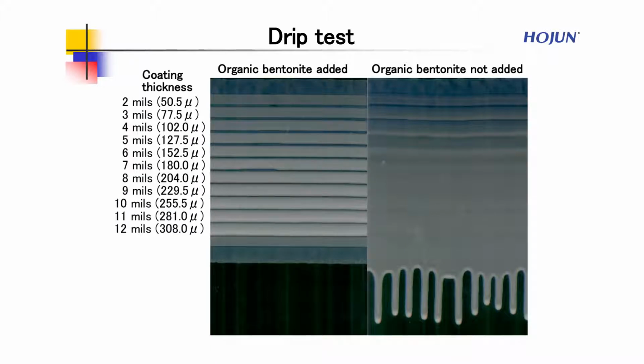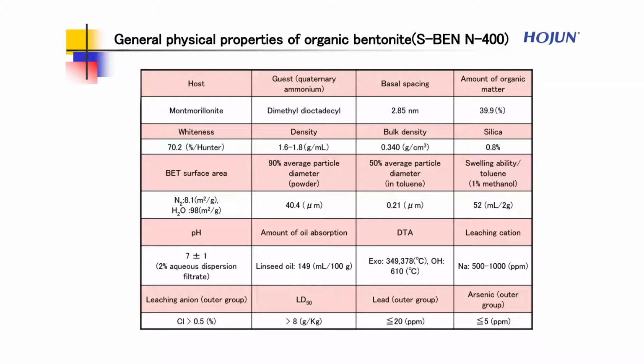The paint drip test is an example of the effect of thixotropy. This shows something painted with paint using a comb-shaped implement, which is then stood vertically immediately afterward. As it flows down, the paint thickens in stages. The addition of organic bentonite grants thixotropy, controlling the dripping. Although these were examples, they show the general physical properties of S-Ben N400, which is an organic bentonite.